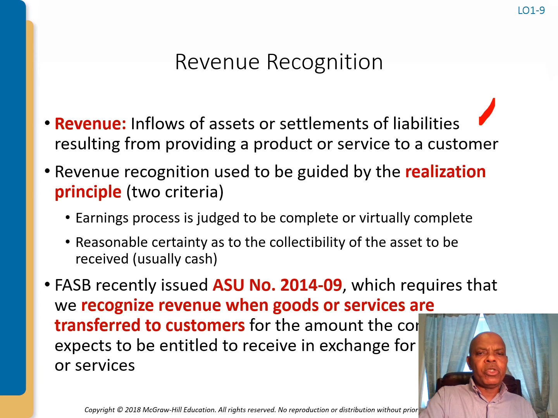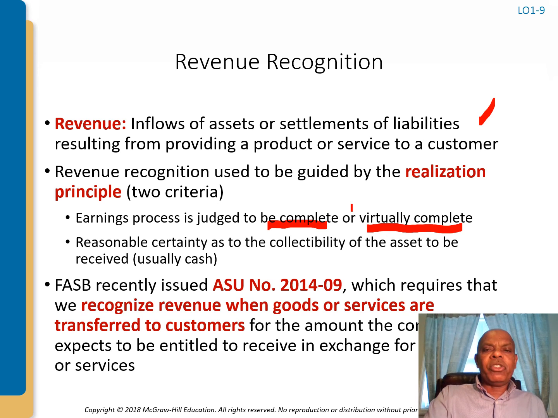Revenue recognition used to be guided by a realization principle. You have to realize to be recognized, right? The earning process is judged to be complete or virtually complete, with reasonable certainty of collectability. Suppose you're making a sale. The earning process is judged to be complete or virtually complete. That means you provide the services, you finish whatever project you have. Say you're building a building for somebody, you're done. That's the earning process being complete or virtually complete.